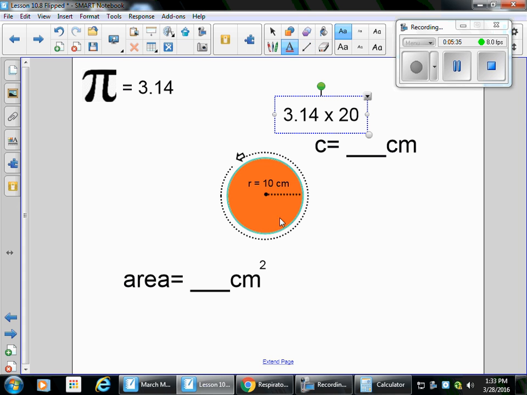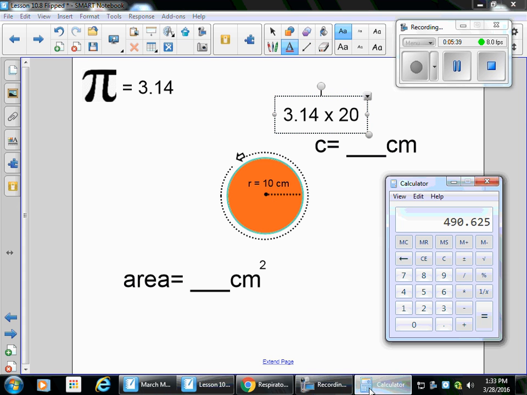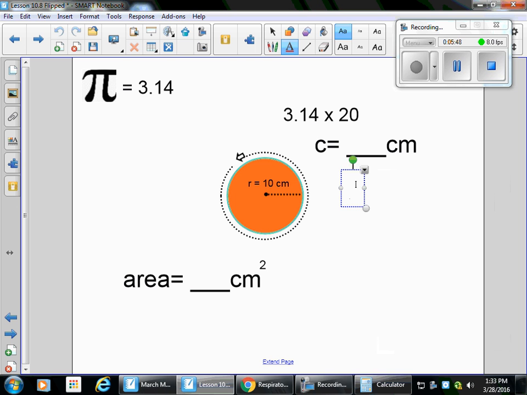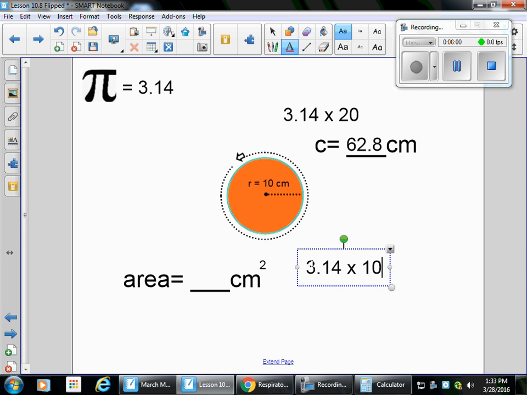Hopefully you kids notice how I did that. This is 10. This right here is 10. So 3.14 times 20. I'll take out my calculator. 62.8 is the circumference. Now my area is 3.14 times radius squared, which is 10 to the second power.